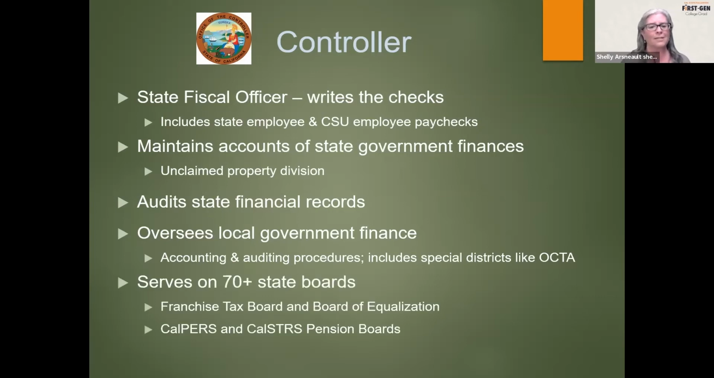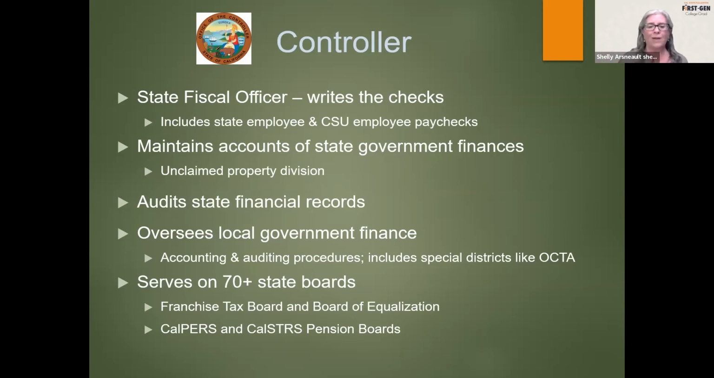The other thing the controller does, no joke, is serve on over 70 state boards and commissions and things like that, which is a lot. Again, there are several of these positions that serve on a lot of boards. I think the controller wins for the number of boards that they sit on. One of which, not surprisingly, is the Franchise Tax Board. Those are the folks that handle income taxes, right? So you're mostly familiar with them. And then the Board of Equalization, which we'll talk about in a bit. So the controller sits on both of those boards.